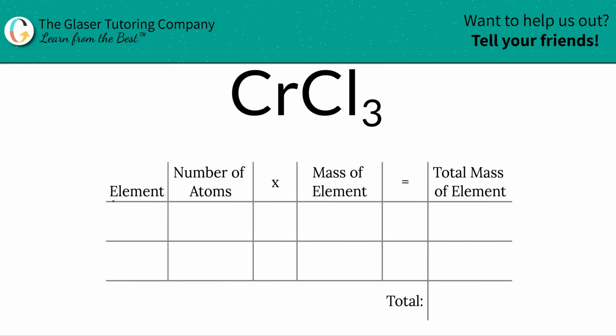Let's do it. The first thing we're going to do is write down the elements we see in the compound. So we see chromium and we see chlorine. Next is to take into account the number of atoms of each, and that's where the subscripts come into play. So at the bottom of chromium, there is a 1, right?